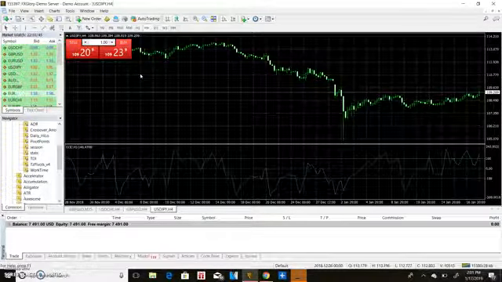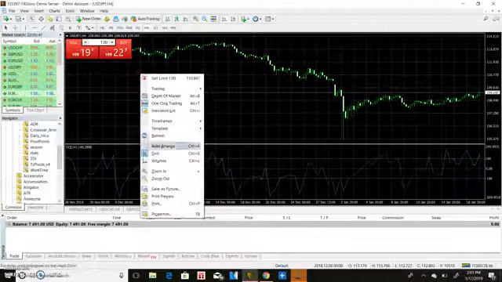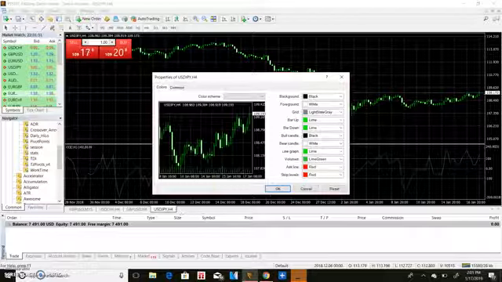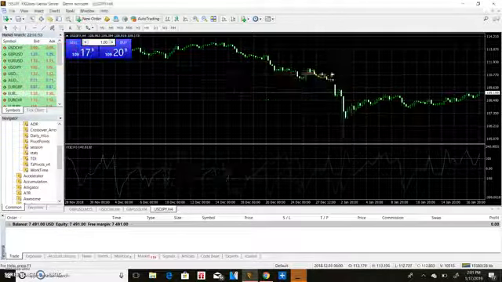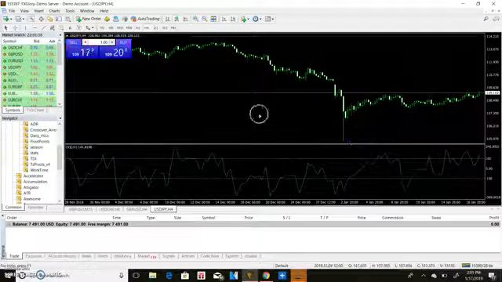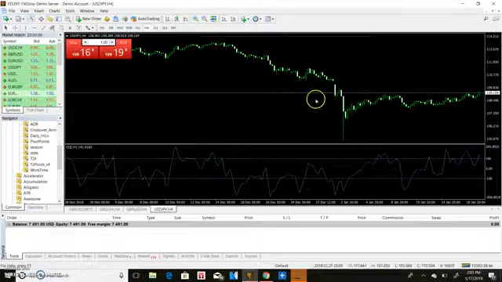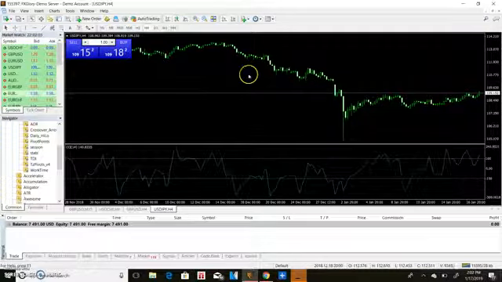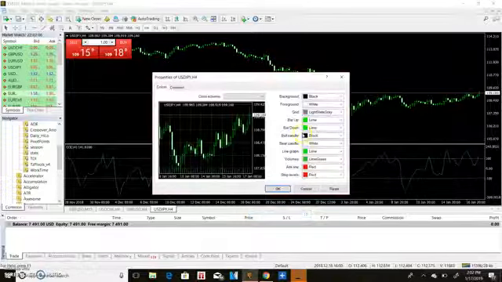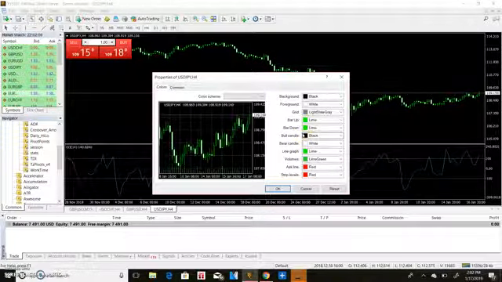The first thing you want to do when you get on here is right click, go down here to properties. Okay, and then, well, before you do that, right click again and click grid. Take the grid off. Those are those lines right there. Okay, you want to take those off, and then right click again, go to properties, and then you can go in here and change these colors, right?